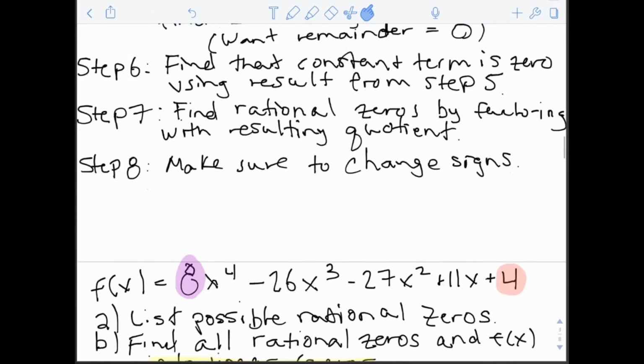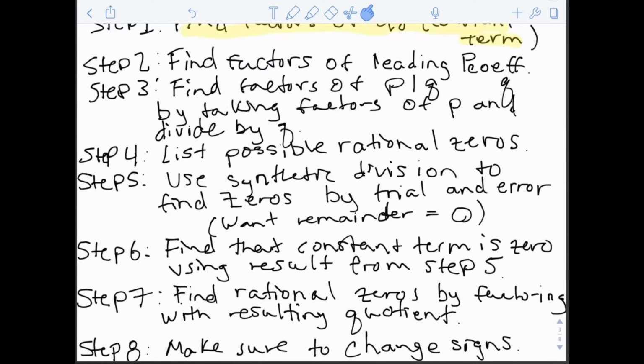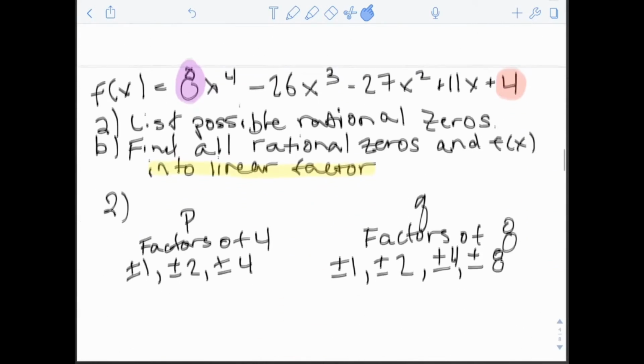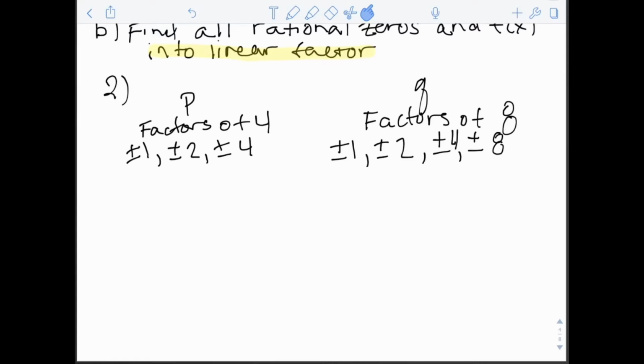So we can now move on to part 3, which says we basically take our P factors and divide them by our Q factors. So let's systematically do this so that we don't miss any of our factors here. So let's take P and divide it by Q. Or in other words, this is also our list of possible rational zeros.